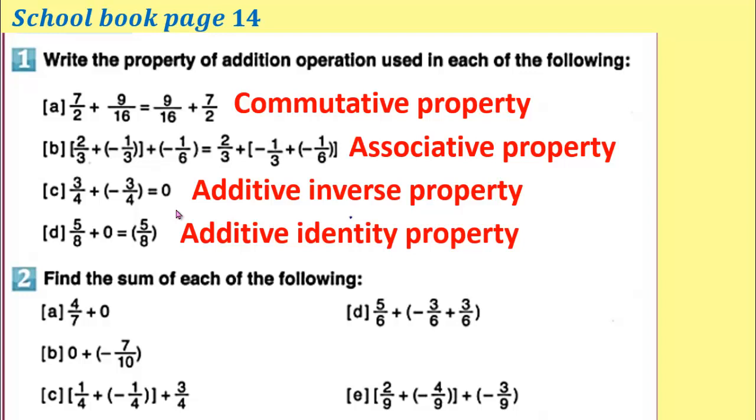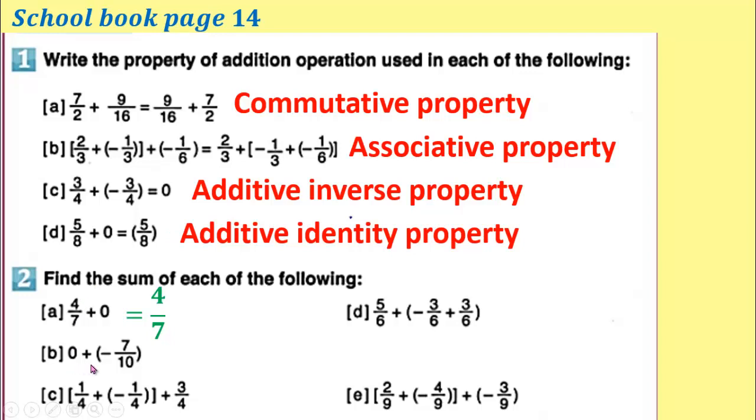Let's go now for number 2 and find the sum of each of the following. 4 over 7 plus 0. Again, 0 was exactly the additive identity, meaning that if I added any number to 0, I will still have the same number as it is, which is 4 over 7 in this example.